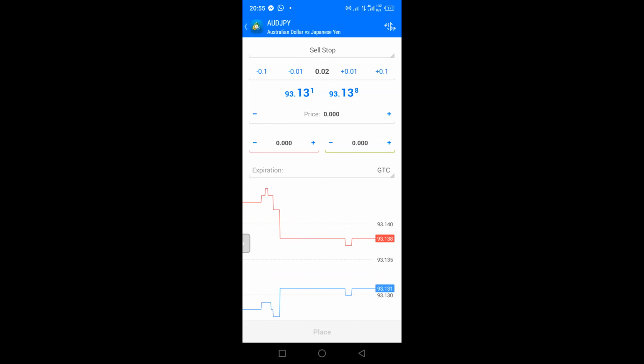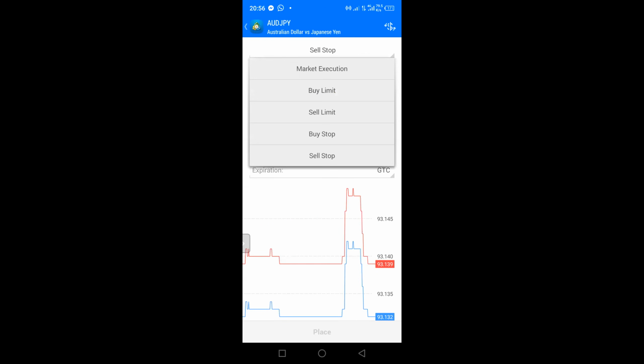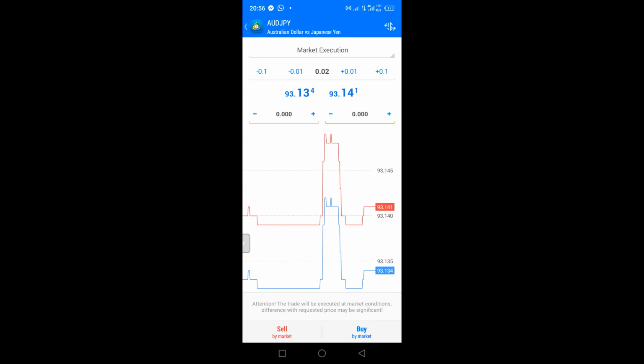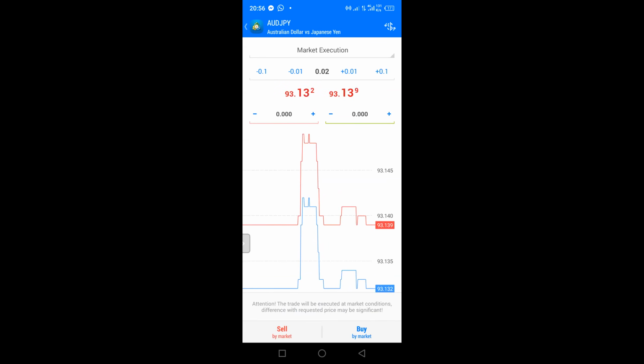Then instead of clicking on buy by market execution or sell by market execution, what you have down in the last banner there, you have place. You just place the trade. In other words, you are placing the trade in the market, waiting for price to come to it before it gets executed. Whereas, if you were in market execution, you are selling by market now or buying by market now, right?